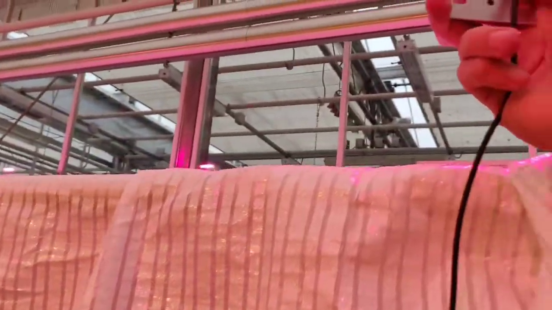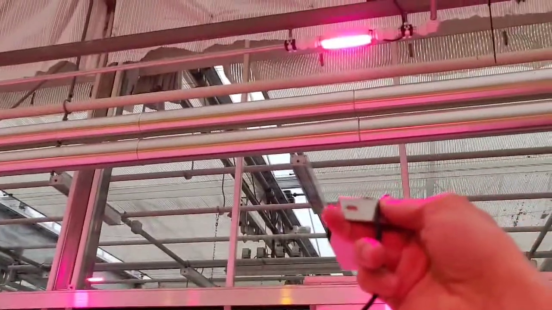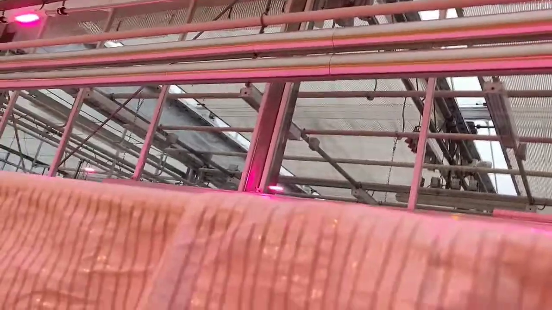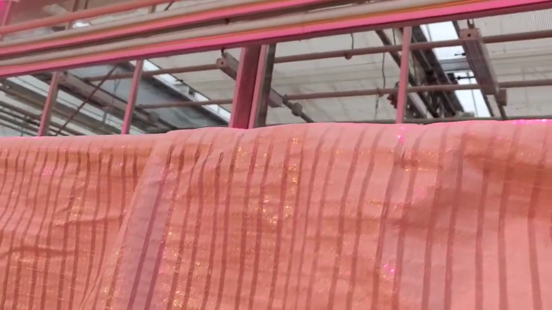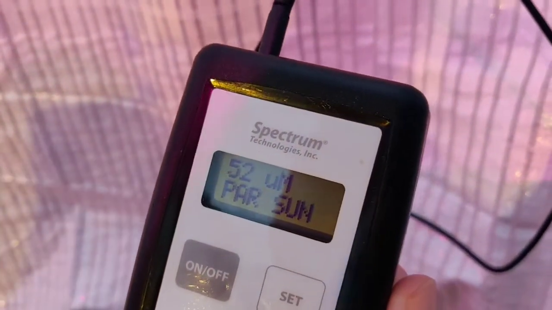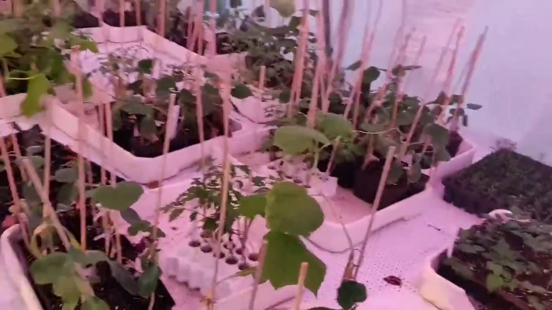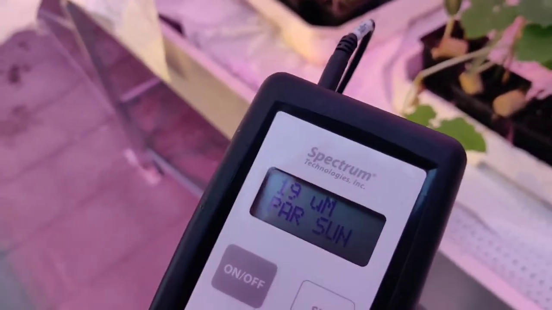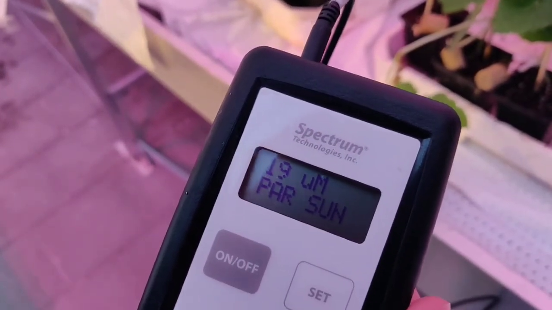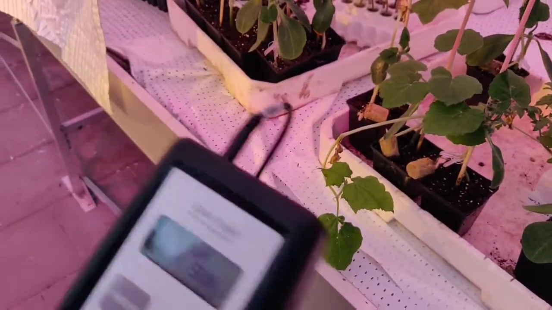So we're going to make measurements of the lights on top of the unit. For now it's 52. And we're going to see underneath the plastic film how much the light is getting stopped by the plastic film. As we can see, we now have a value of 19, so the light is obviously getting stopped by the plastic film very hard.